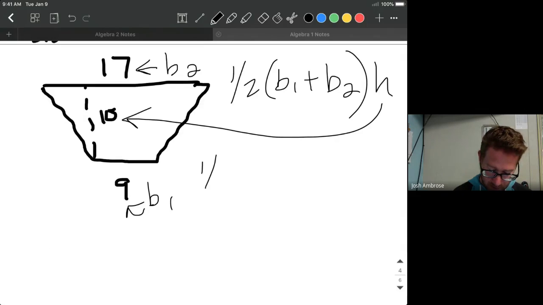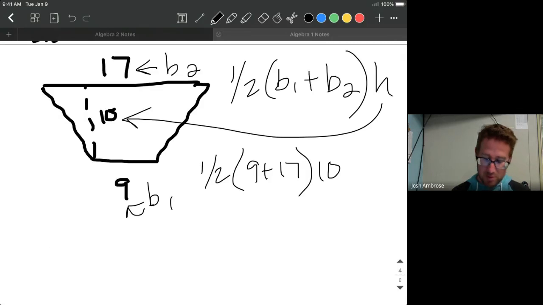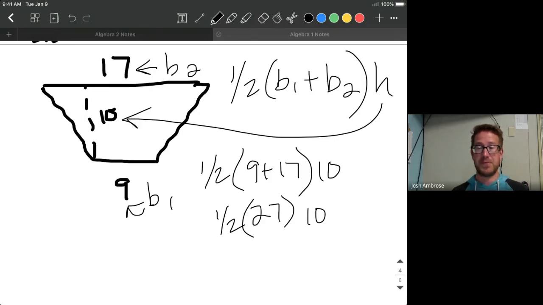All right. So we have 1/2. Base 1 is 9 plus base 2, which is 17, multiplied by the height, which is 10. Now you got to remember order of operations. Okay, so what you do first for order of operations, remember that's please excuse my dear Aunt Sally, is parentheses first. So that's the 9 plus the 17, giving you 26 in those parentheses. And then all you're looking at that's left is multiplication. So you could just go left to right. That's fine. Okay. So if you do 26 times 10, that's going to be 260.